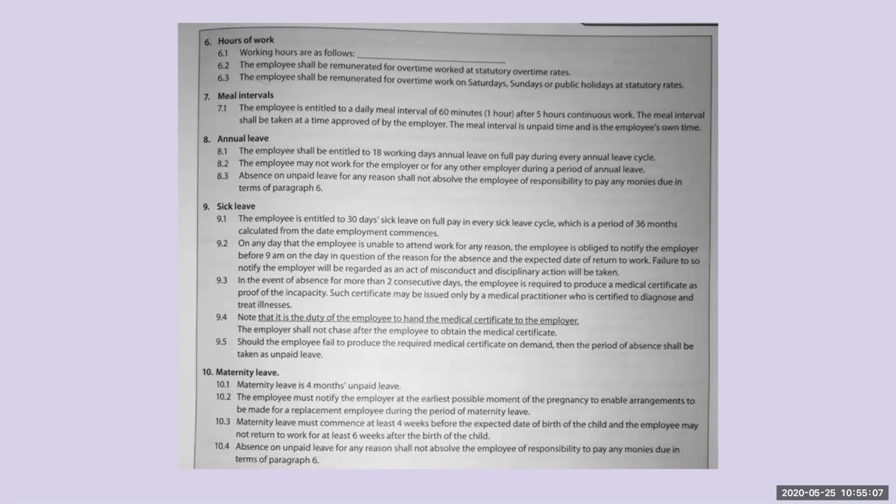So first up at number 8, we have our annual leave. That is the leave that you get every year. And the employee, according to this contract, will have 18 working days. That means that it does not include weekends. It only includes days when I would have normally been expected to be at work. So you will also receive full pay during your annual leave cycle. That means when I'm on a holiday, my employer still pays me. The employee may not work for the employer or any other employer during a period of annual leave. So this means my boss cannot expect me to be at work when I'm actually on leave, but I'm also not allowed to go and work for someone else.